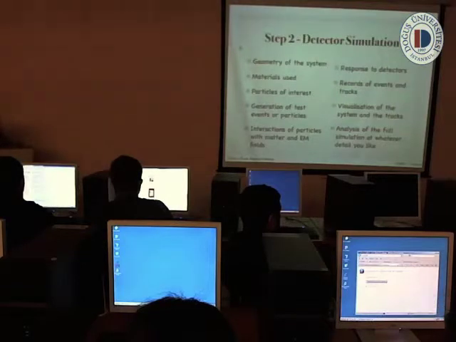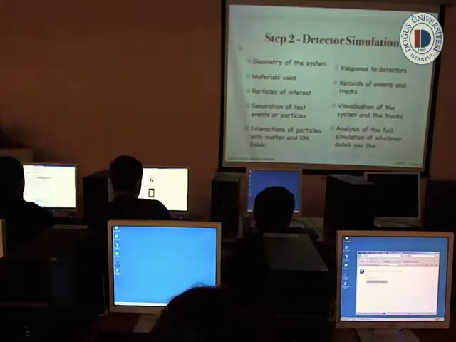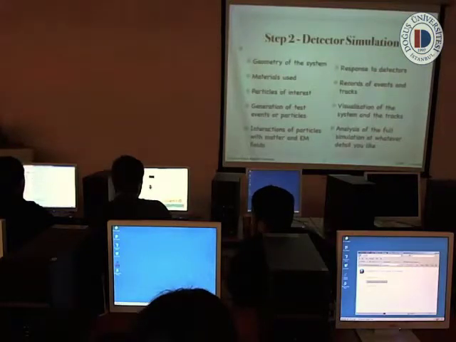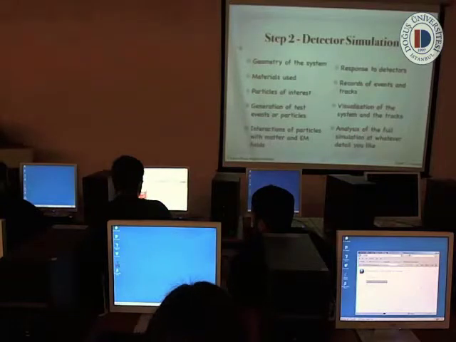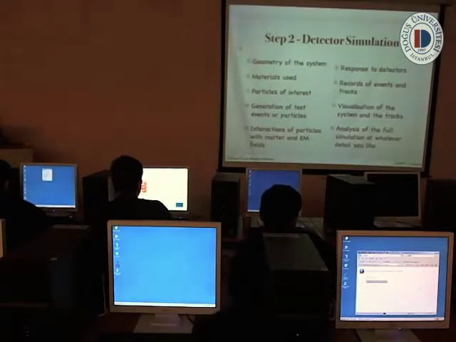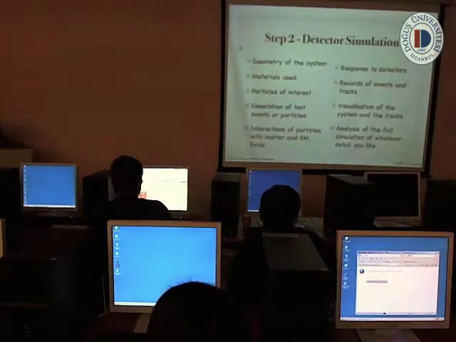Okay, so actually, this is a good point if you want to ask questions so far, because now we are going to move into the detector simulation. So if you have, for instance, event generator related questions, this would be a good point to ask them.